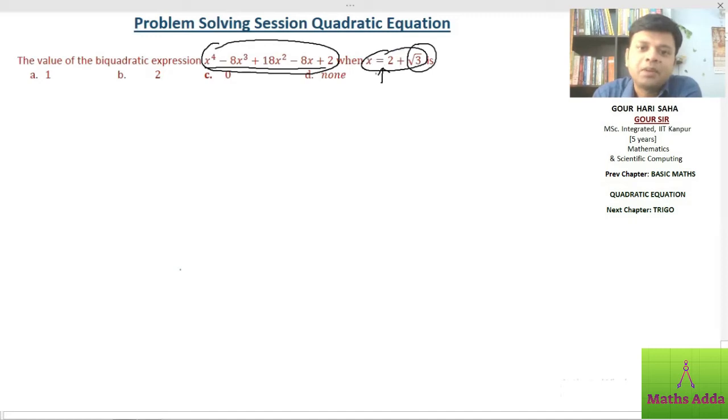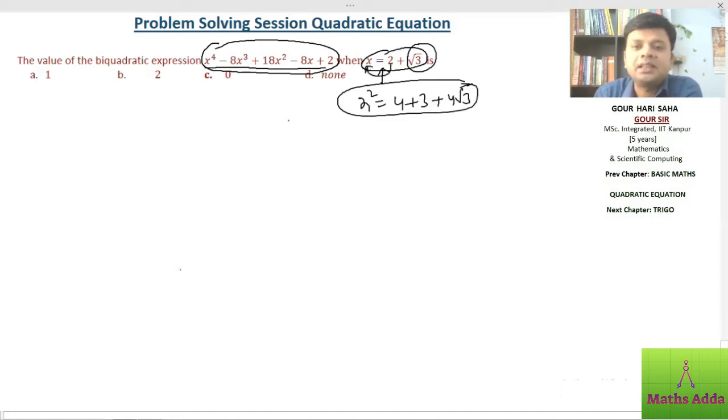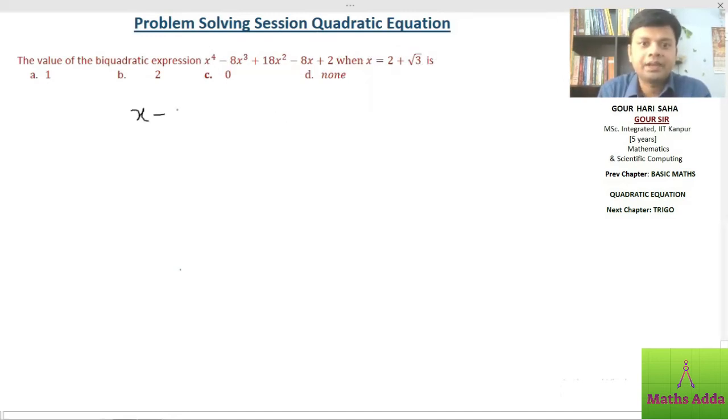When we square it. But if we directly square it, it will not help. It will become x square is equal to 4 plus 3 plus 4 root 3. So it did not help, right? Again it is irrational. So what I will be doing, I will be taking this to this side and then square it. So do that. So x minus 2 is equal to root 3.